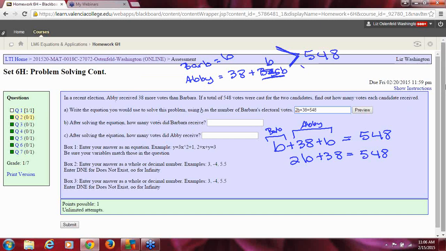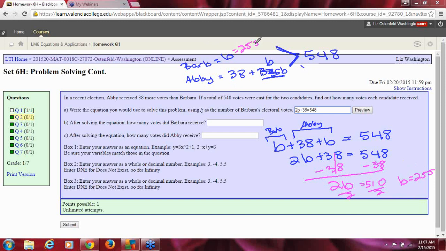Then it says, after solving your equation, how many votes did Barb have? Well, to figure out how many votes Barb had, I have to actually solve for B. Let me change my color. So to solve for B here, I'm just going to minus 38, minus 38. I get left with 2B equals 548 minus 38. I get 0, I get 1, I get 5. And then 510 cut in half will be 255. So B equals 255.